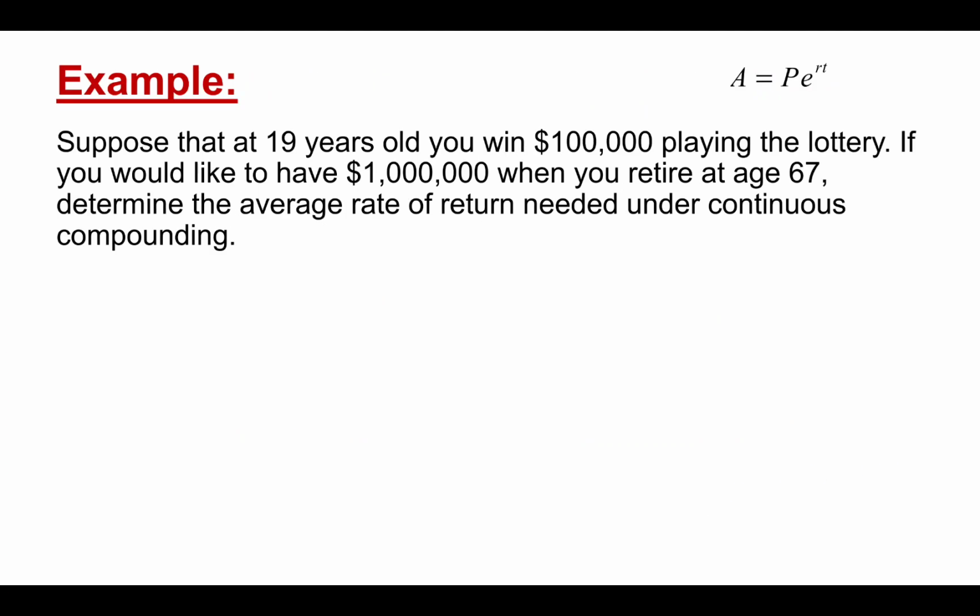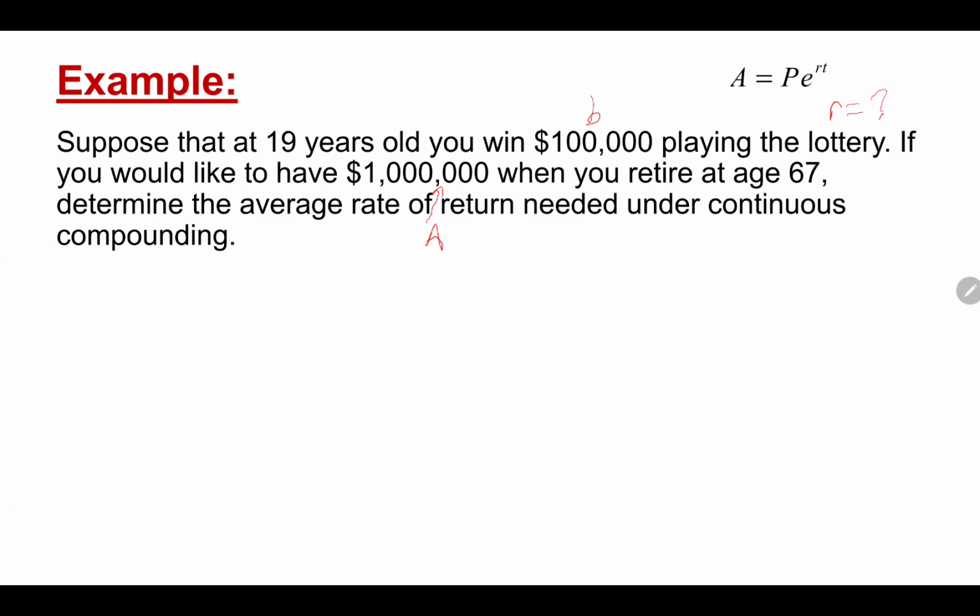So suppose that at 19 years old you win $100,000 playing the lottery. If you would like to have $1 million when you retire at age 67, determine the average rate of return needed under continuous compounding. So you know the years, you know t. In this case, we're solving for r. So we know our A, that's right there. Right, that's my A. We know my P. We don't know r. R is what we don't know.